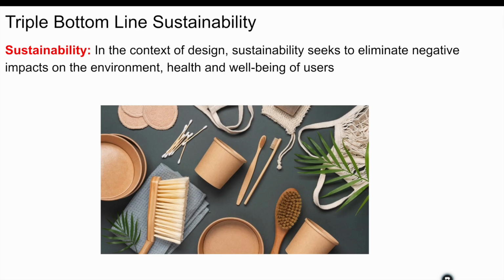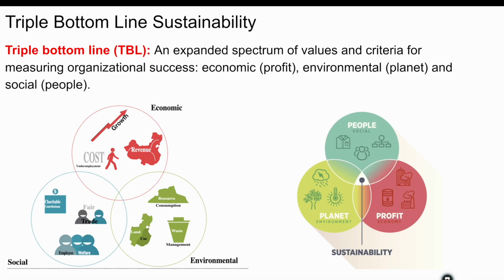So let's look at that word sustainability. Sustainability in the context of design seeks to eliminate negative impacts on the environment, health, and well-being of users. When we talk about sustainability, we should always be thinking about triple bottom line sustainability. Triple bottom line is the expanded spectrum of values and criteria for measuring organizational success. So this is economic, which is the profit, environmental, which is the planet, and social, which is people. So it's the 3 Ps.